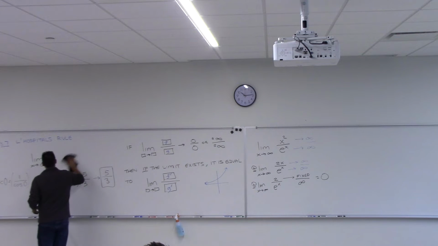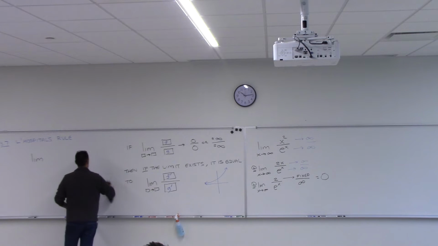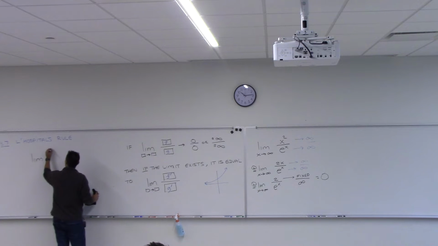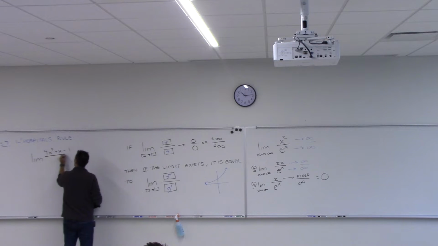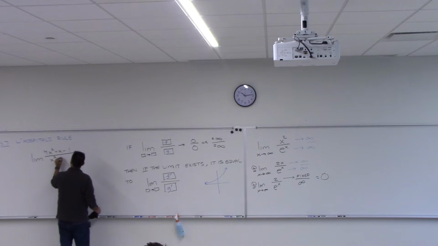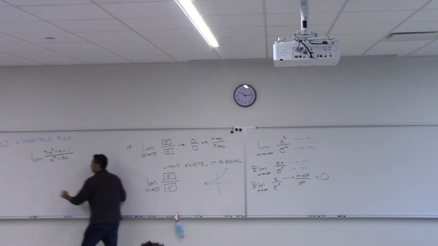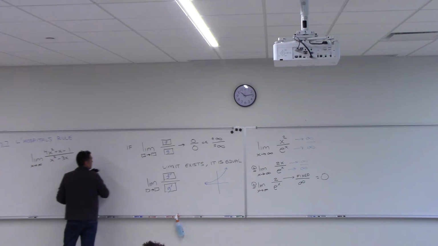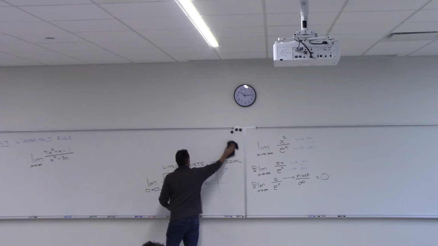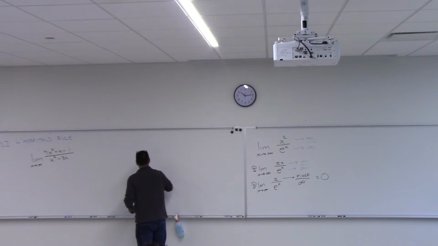How about this one? Let's go 4x squared plus x minus 1 over, I don't know, x squared minus 3x. Yeah, that's it. Oh, I forgot to tell you where x is going. Sorry. x is going to infinity. L'Hopital. L'Hopital. It's an awesome rule.